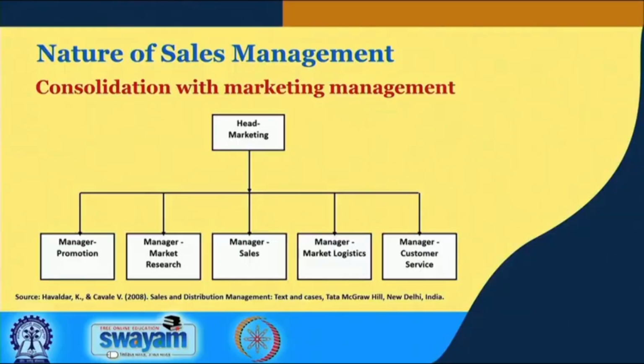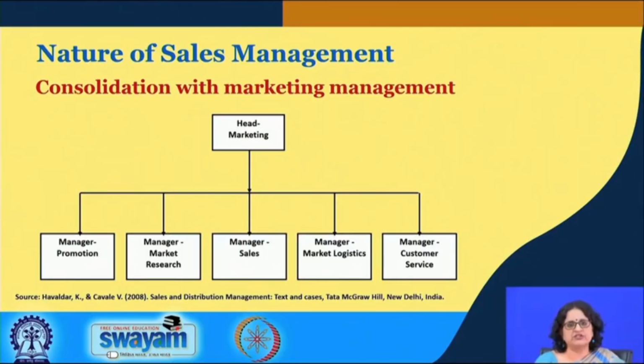Sales has to be a different role. It was also realized that marketing research is important. It was realized that communication, promotion, sales, advertising, sales promotion was important, and subsequently all these different functions began to assume importance. So here, if we look at what the current scenario looks like, we have a head marketing. If we have a marketing department, the marketing department could again further be broken into these different wings. We have the manager promotion, manager marketing research, manager sales, manager marketing logistics, manager customer service. So if you see here, sales is just one role now.